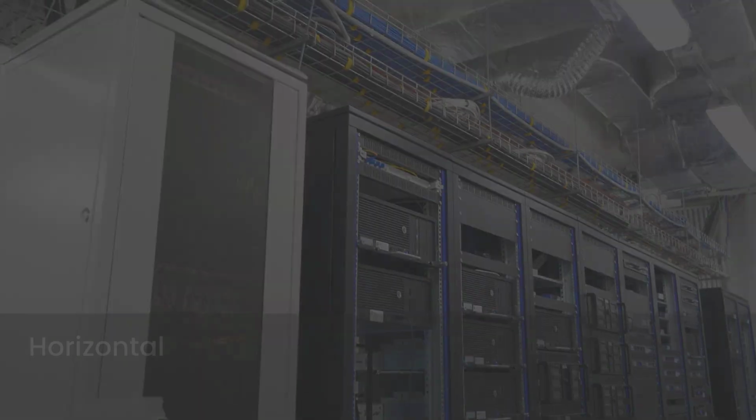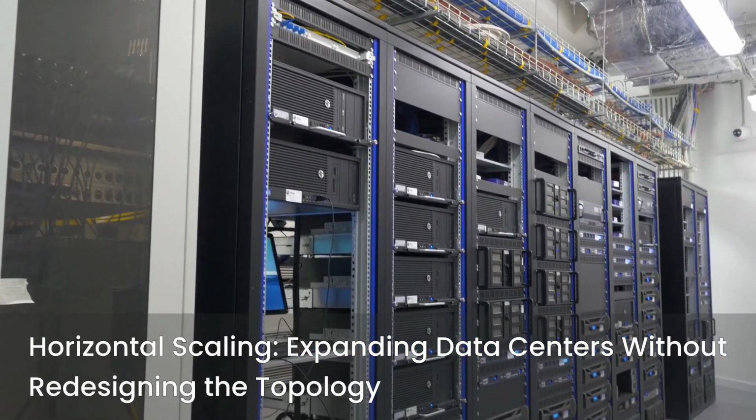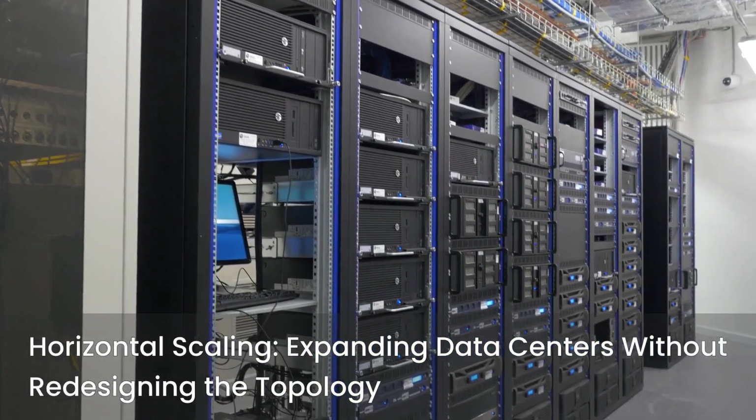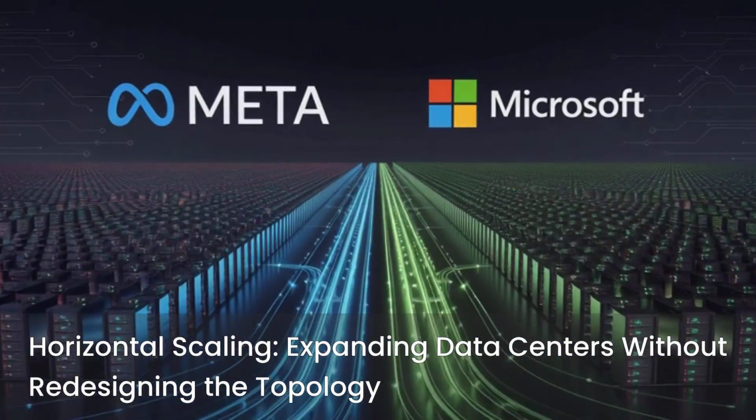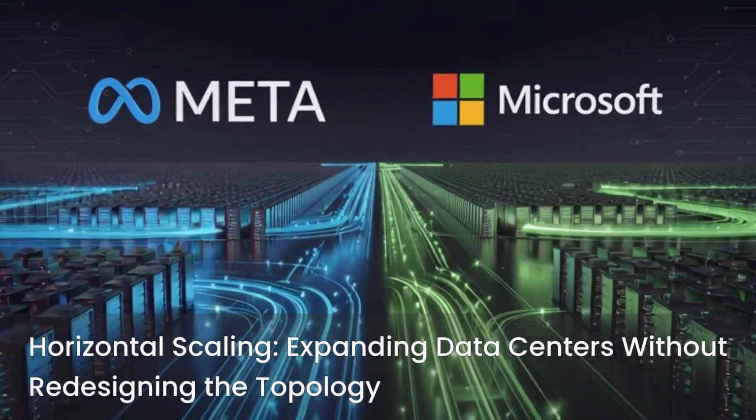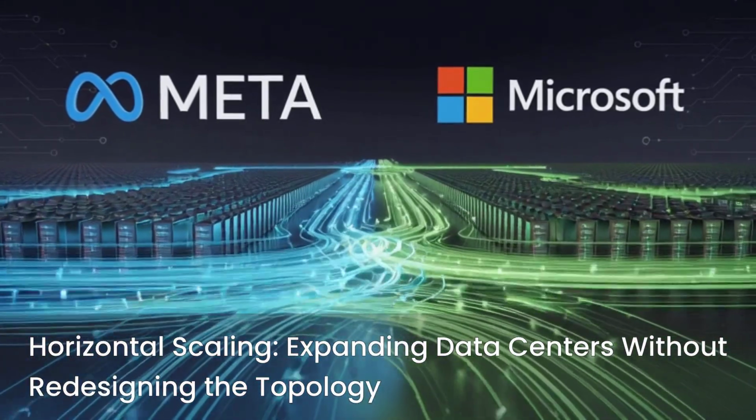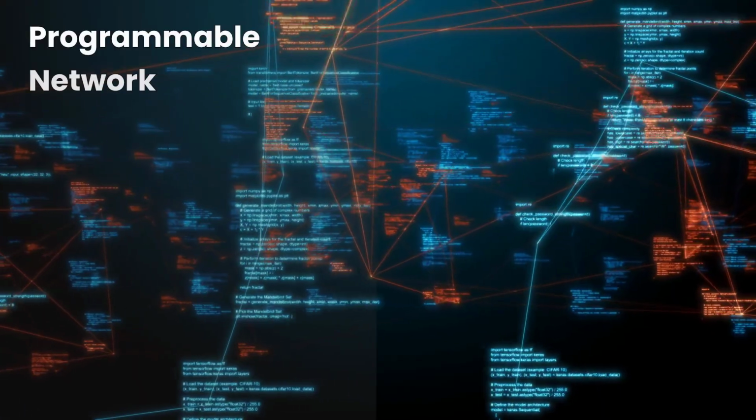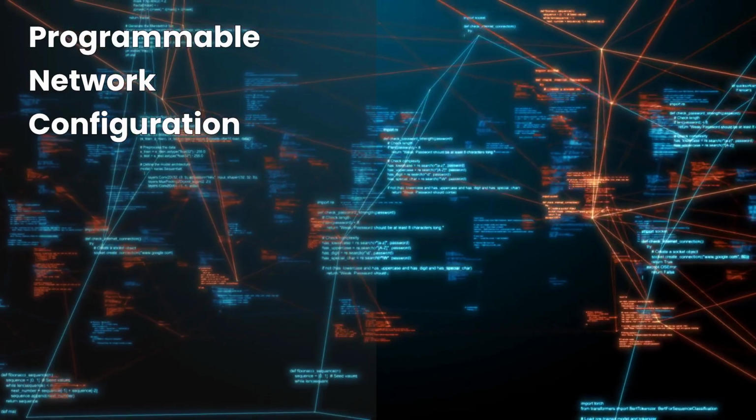It also scales horizontally. When traffic demand grows, administrators simply add more spine or leaf switches without redesigning the entire topology. In practice, companies like Facebook and Microsoft rely on this design to maintain performance as their data centers expand to millions of servers. Complementing this structural innovation is programmable and automated network configuration.